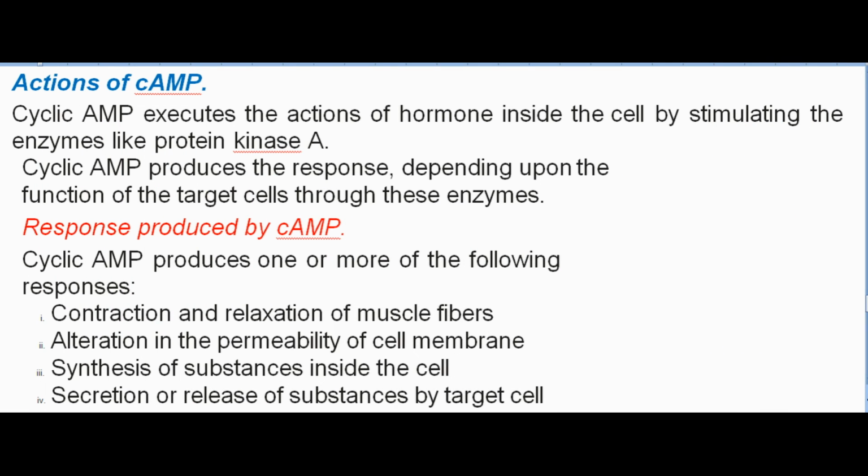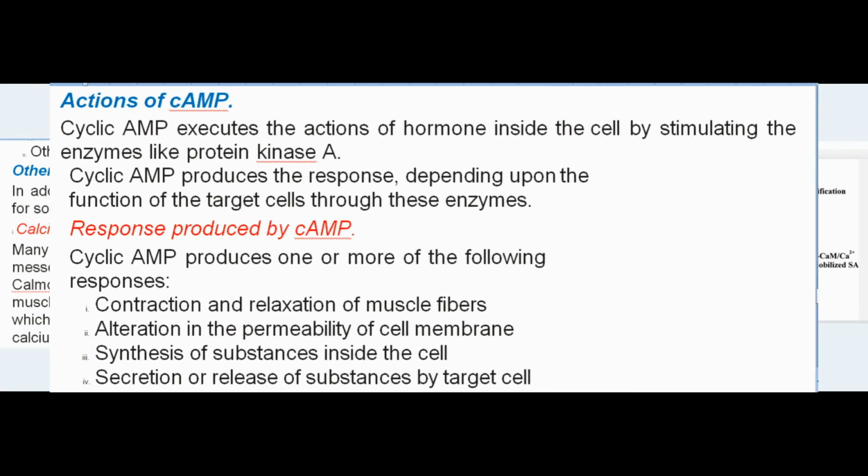Actions of cAMP. Cyclic AMP executes the actions of hormone inside the cell by stimulating the enzymes like protein kinase A. Cyclic AMP produces the response, depending upon the function of the target cells through these enzymes. Response produced by cAMP. Cyclic AMP produces one or more of the following responses: contraction and relaxation of muscle fibers, alteration in the permeability of cell membrane, synthesis of substances inside the cell, secretion or release of substances by target cell, other physiological activities of the target cell.